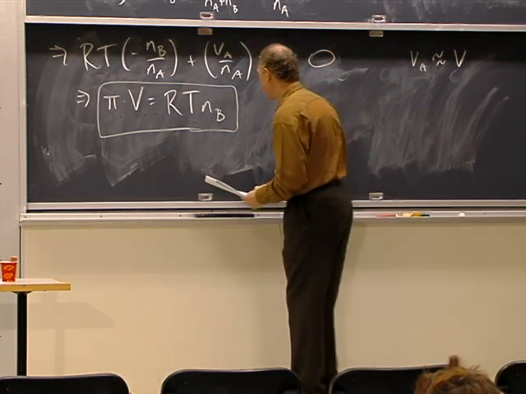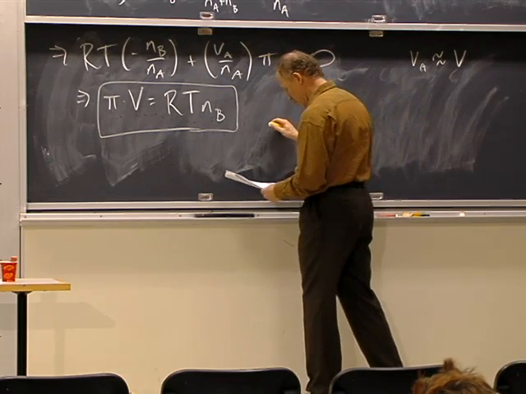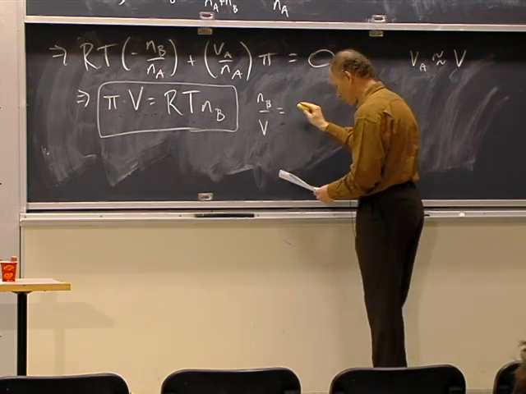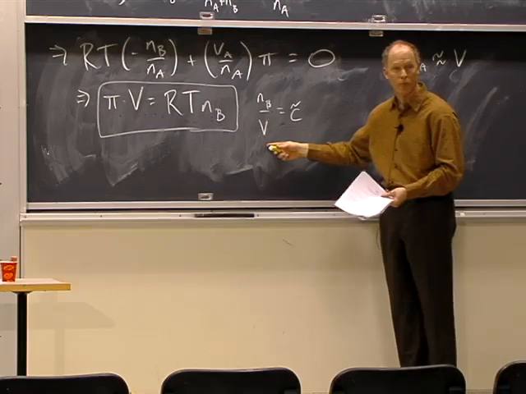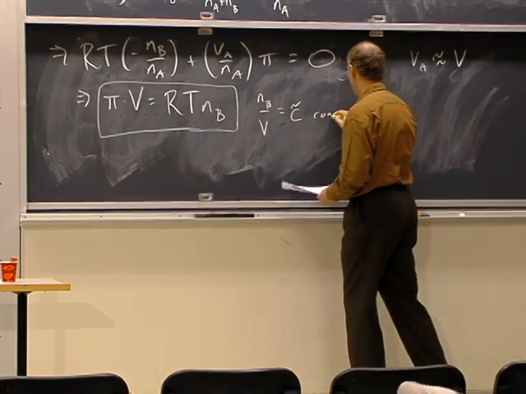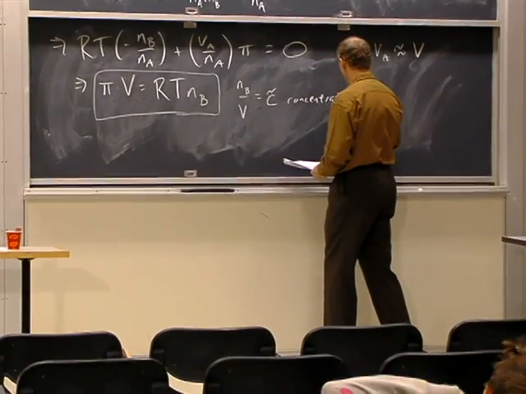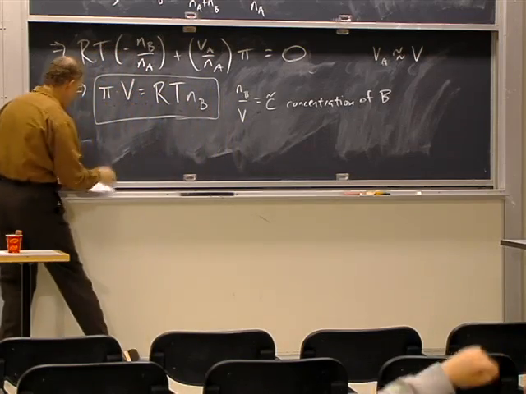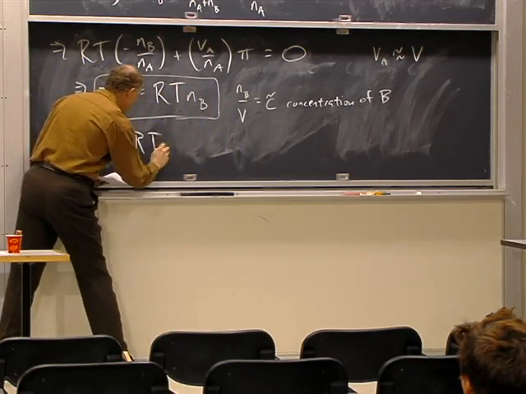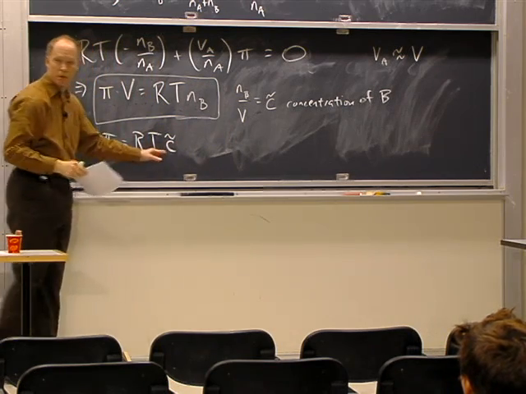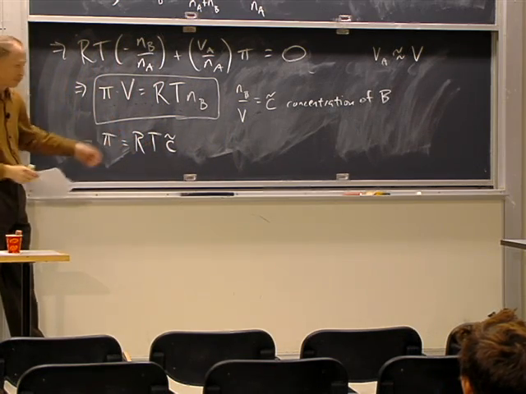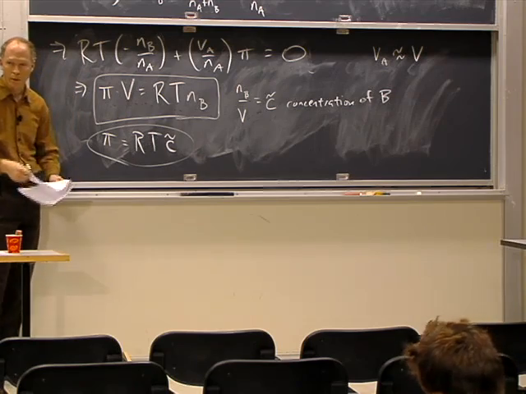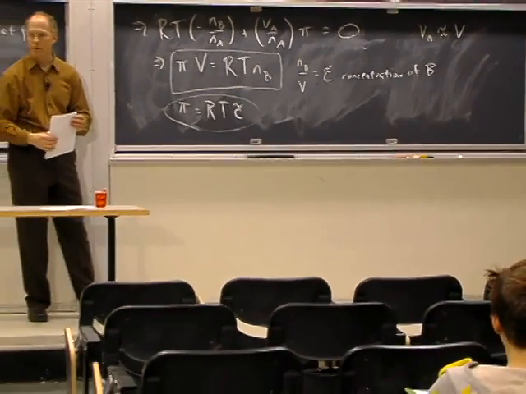Sometimes it's convenient to substitute, since NB over V is just the concentration, the number of moles over the volume. And in that case, the expression is rewritten as pi is RT times C, where it's understood that this is the concentration of the solute. Okay. Any questions?